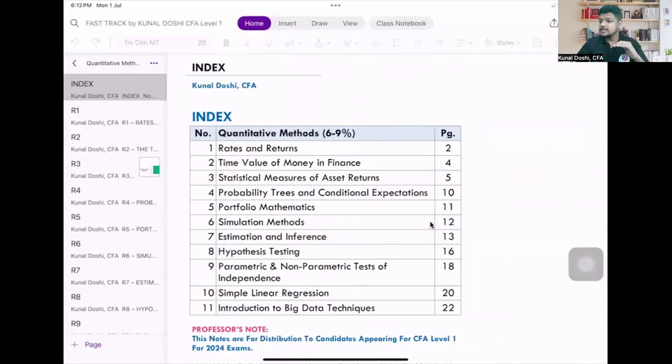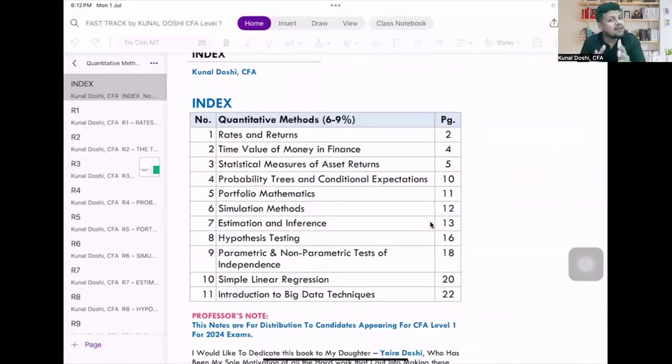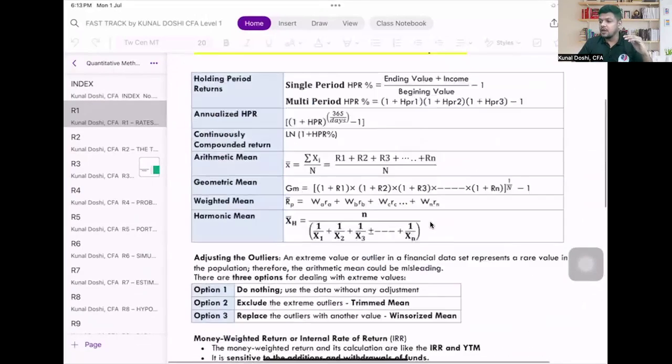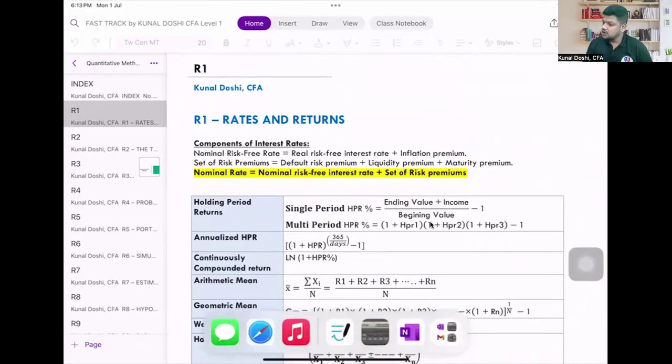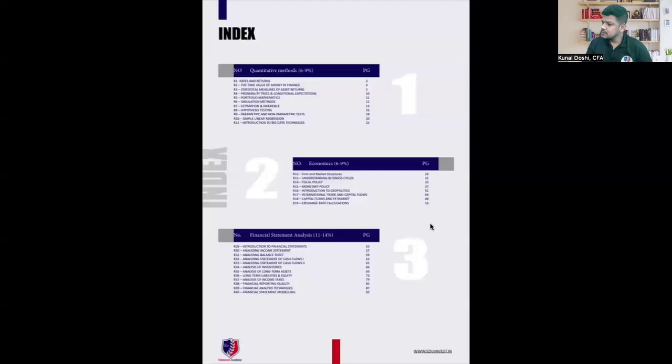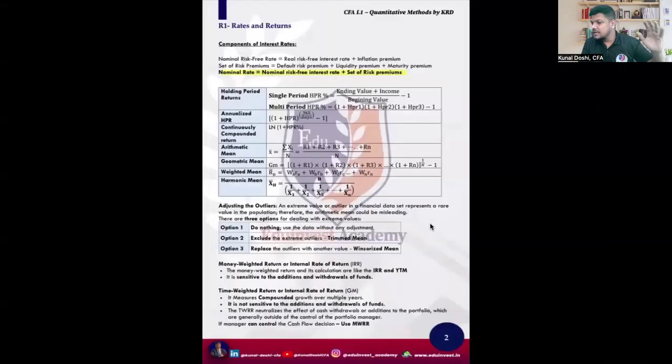Now, this link has the same content as you have in the book, but in a reading-wise form. Just to give you an example, the first reading that you have in quants is rates and returns. Everyone with me on this reading? In your book, if you open the page, on the first page itself, you will see quants, where the book starts. This is the first page where you have rates and returns. Everyone with me on this page, right?